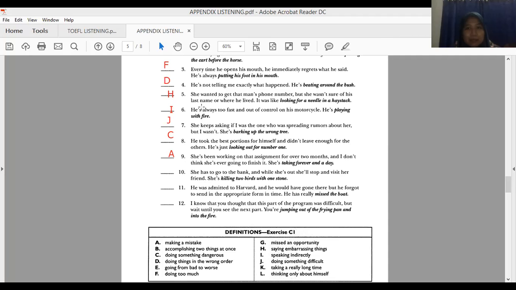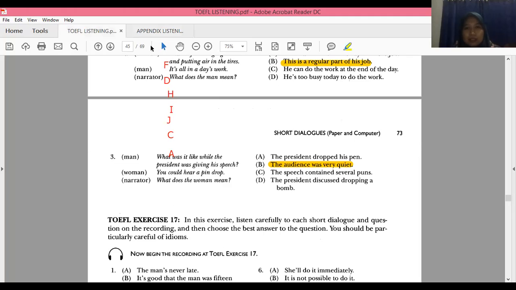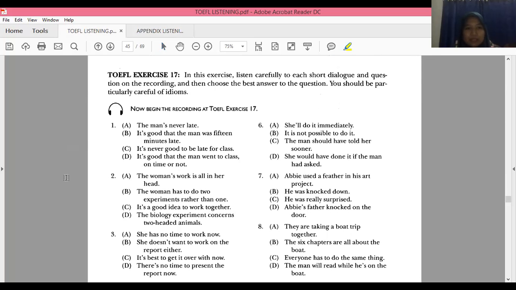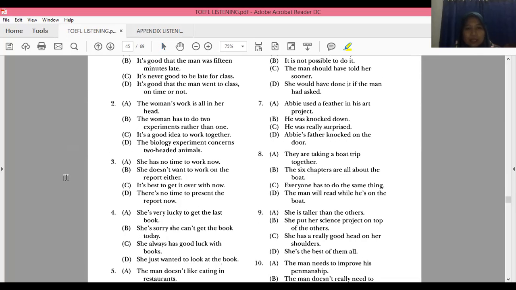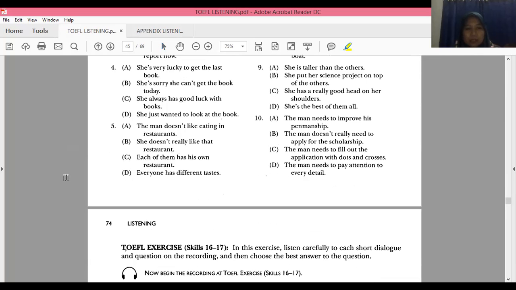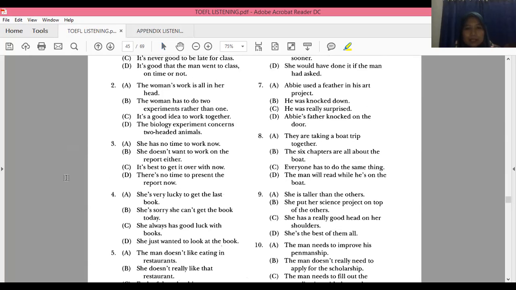Ini sama seperti peribahasa Indonesia. It's not a literal meaning. Bukan makna sesungguhnya. Okay. Let's go to the exercise then. Here, TOEFL Exercise 17. Listen for idiomatic expressions. Number 1 until 10.